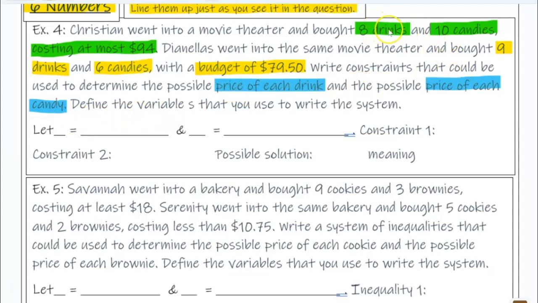Looking at my drink one, what letter variable do you think is best to use? I'm going to use D for drink. I've got 8D, so I'm going to say let D equal the price, and again I'm just reading what it says, price of each drink. And what else do I have? Candies. What letter is great for me to use to represent candy? I'm going to choose the letter C. So let C represent what? The price of each candy. So you're getting that right out of the question.